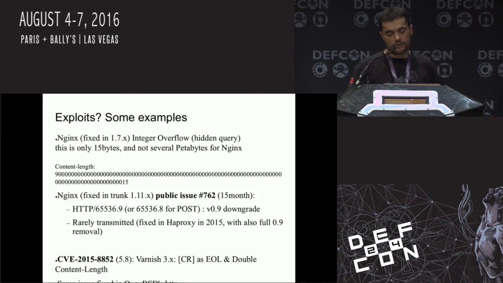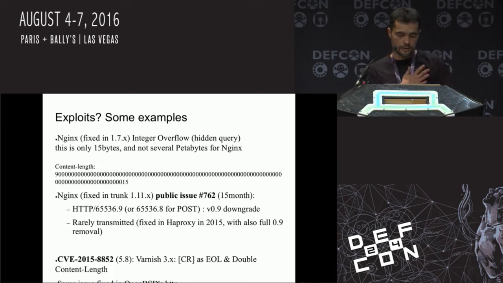There's another issue which is fixed only in trunk currently, which is a 0.9 downgrade using HTTP/0.9 where you can even use a POST. And this is a 0.9 query for Nginx, so you get no errors in the response. This is usually not transmitted by your reverse proxy to Nginx. You need to get Nginx as a backend, and you need a reverse proxy which transmits this bad syntax. This usually doesn't happen, but in the past, HAProxy was transmitting this to Nginx. And HAProxy is one of the best HTTP tools against smuggling.